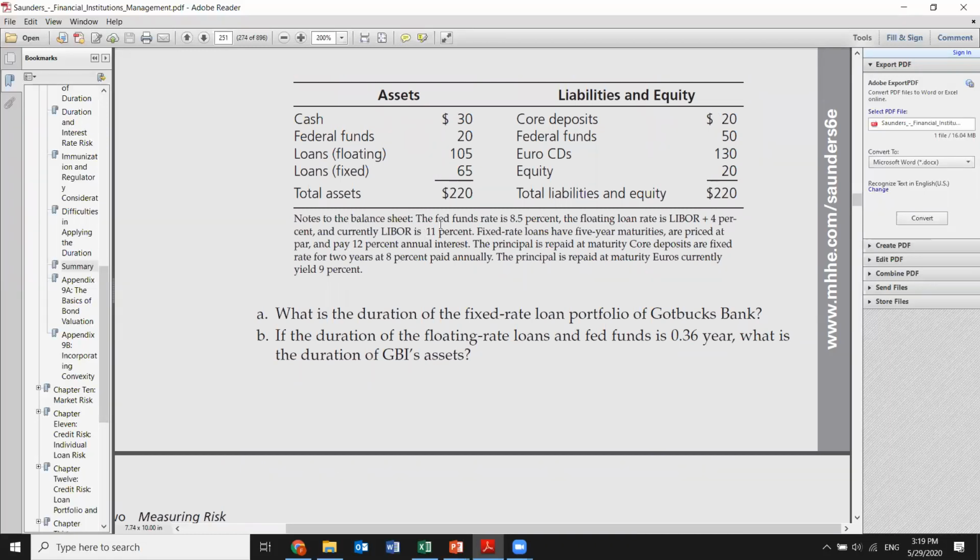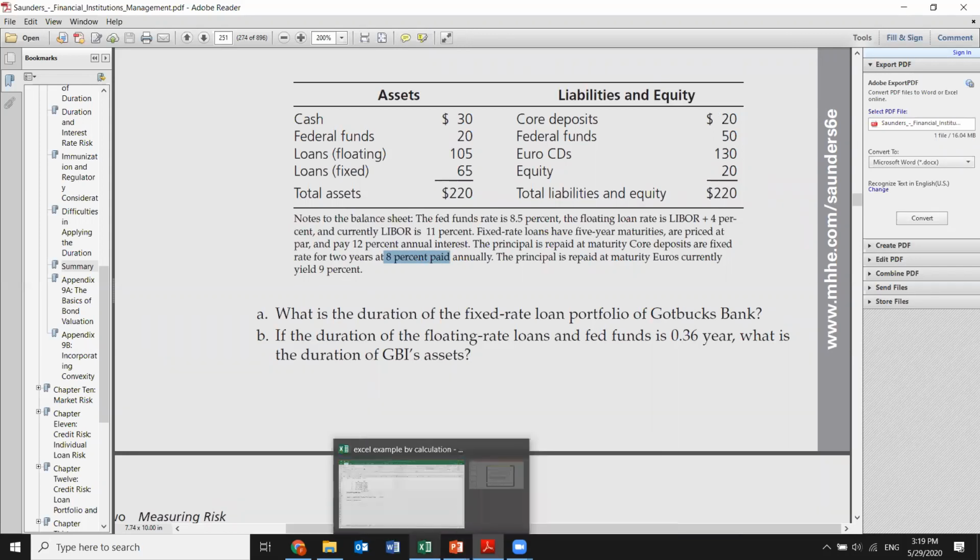So the Fed funds, about 8% floating rate, is okay. And the fixed rate loan has maturity and the principal repaid at the core deposit are fixed rate at 8%. Okay, here. So core deposit is 8% paid annually. And they are traded at par. What do you think, what is the coupon rate if the YTM is 8% and it's being traded at par?